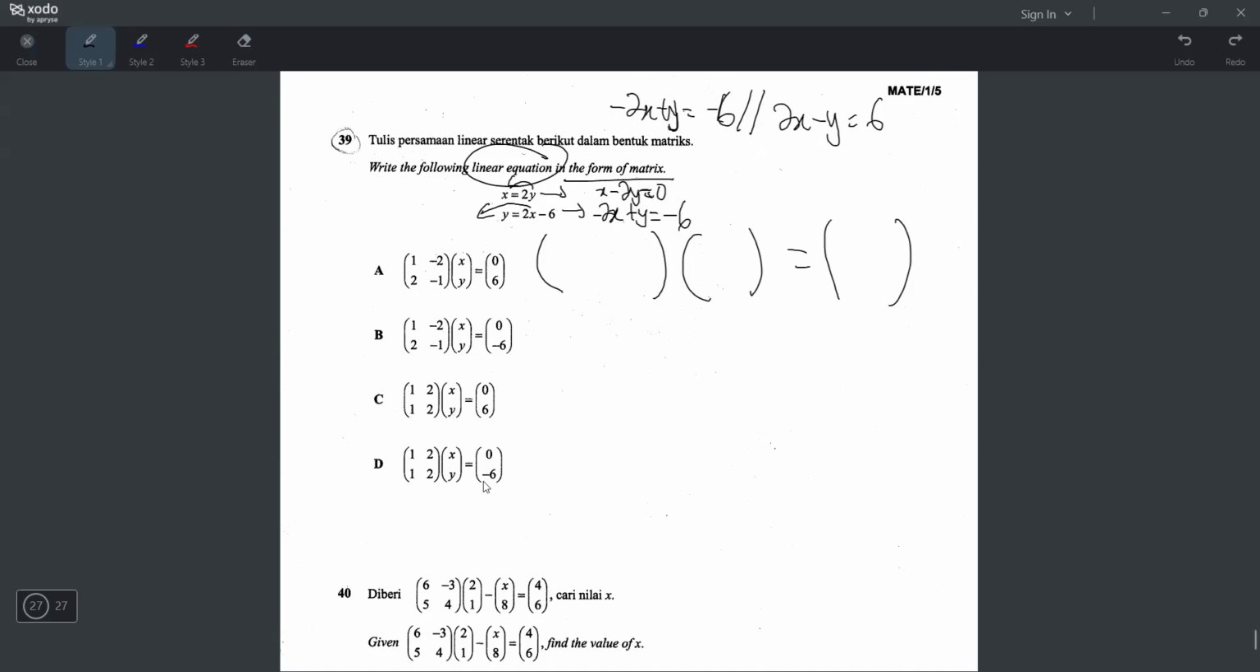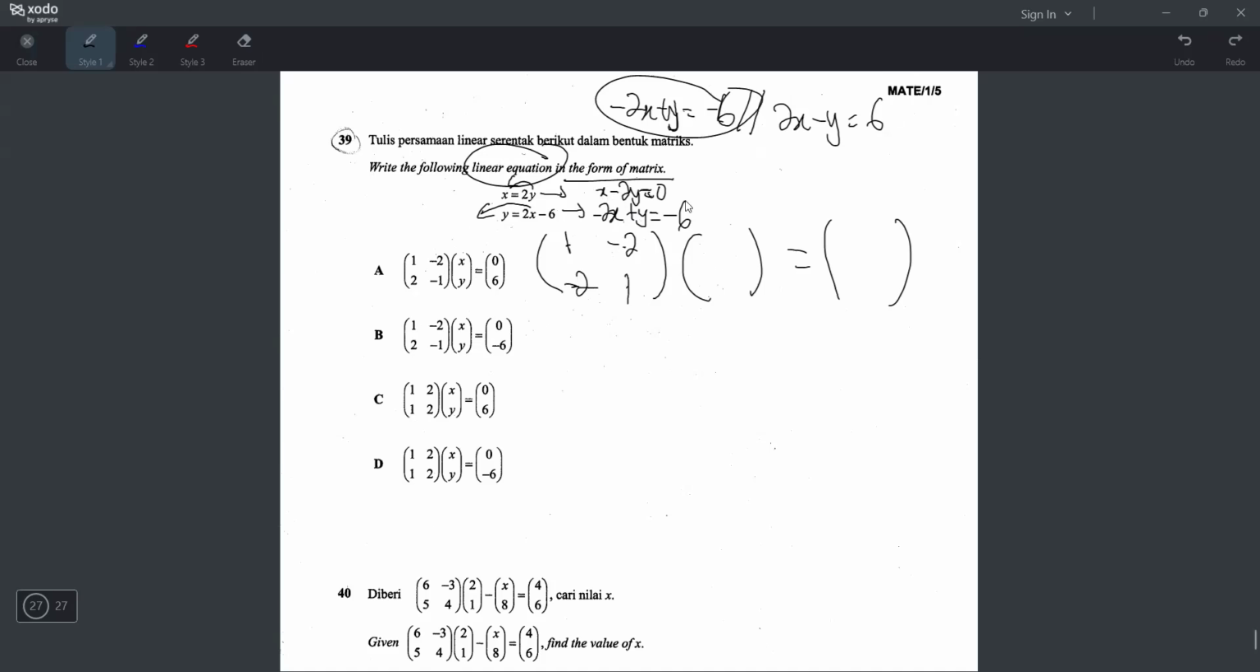And if this one has no answer, then I try using this, right? Okay, so let's try with this first. So how to write? First you have to write the coefficient. What is coefficient? Coefficient means the value or the number in front of xy. So the coefficient here will be 1, here will be negative 2, here will be negative 2, here will be 1.